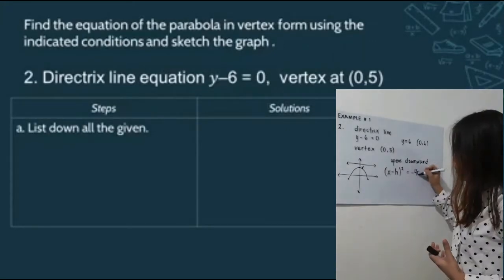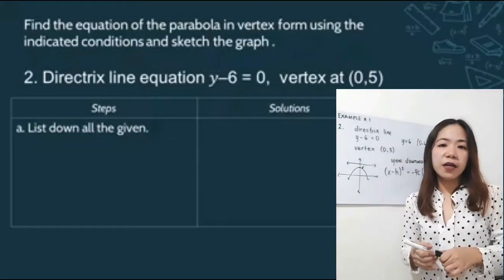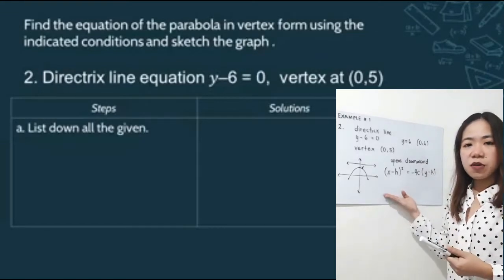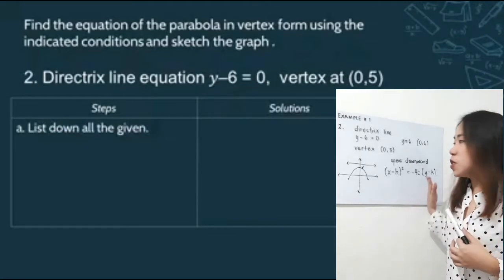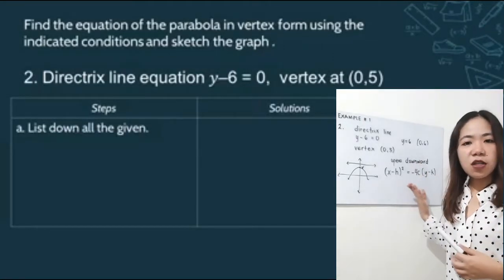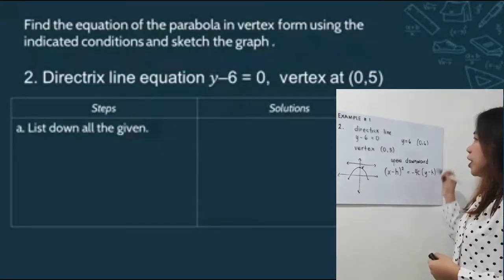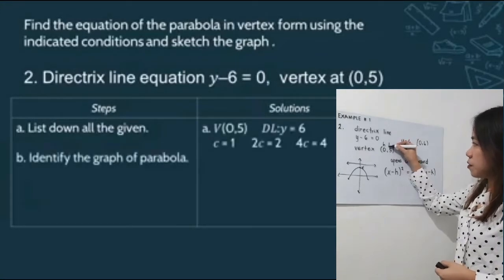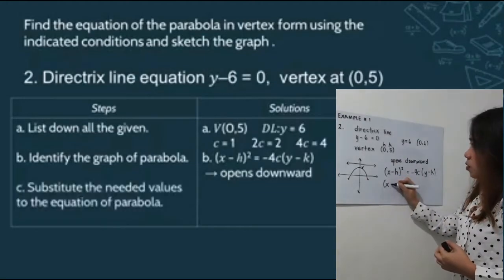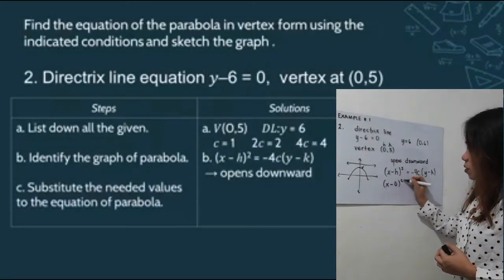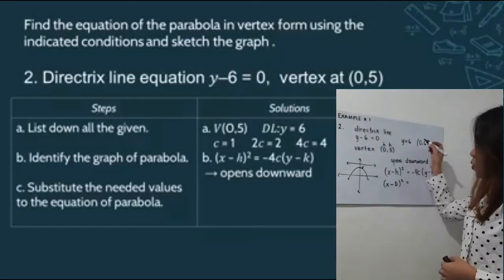So we write here negative 4c, and then the quantity of y minus k. So we take this form of the equation, the quantity of x minus h squared equals negative 4c, since it opens downward, times the quantity of y minus k. And then let's substitute. Again, (h, k) is the vertex. So h is 0, k is 5. Substitute: the quantity of x minus 0 squared equals negative 4c.